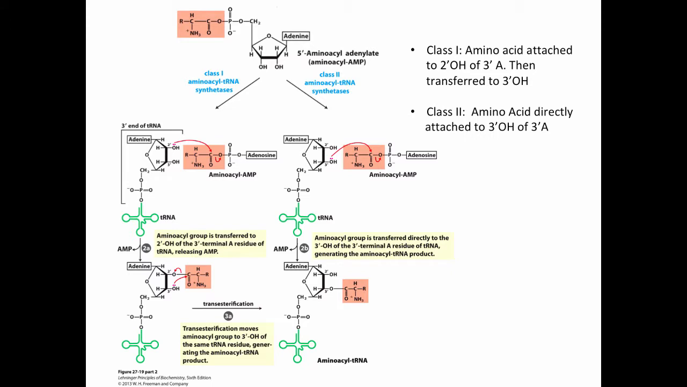Class 2 involves direct attachment of the amino acid to that 3' hydroxyl group of the adenine of the ribose ring. So here's a 3' hydroxyl group. It'll attack that carboxyl of the amino acid, displacing AMP, and now we finally have the amino acid attached to the 3' carbon of the ribose of the adenine.